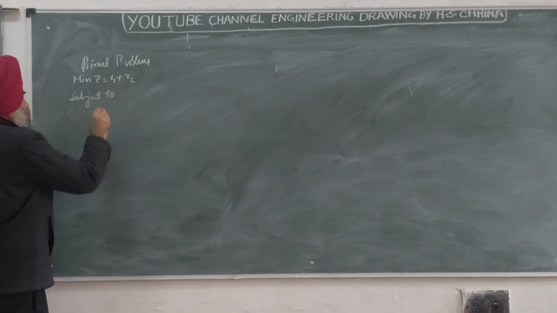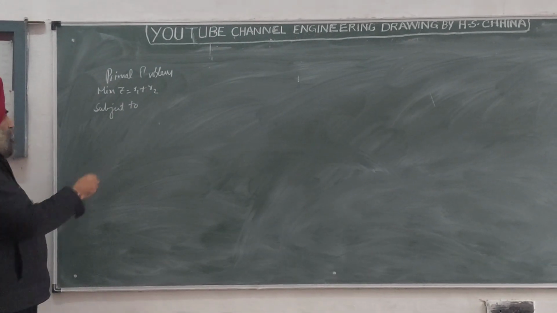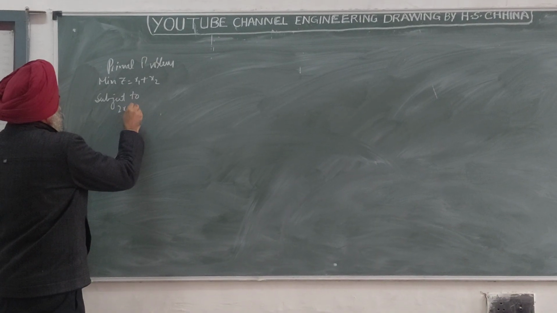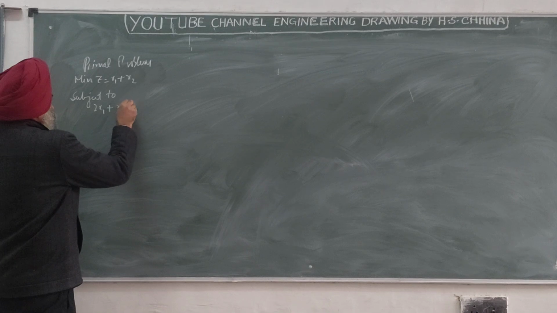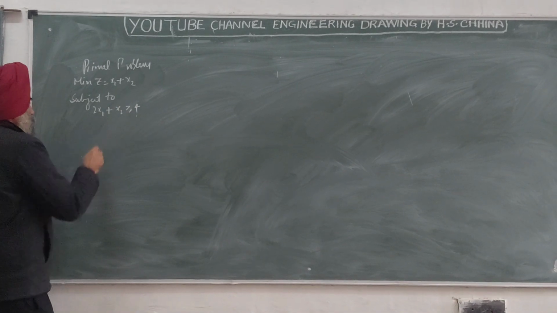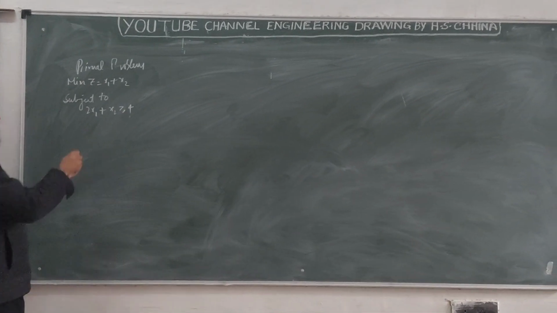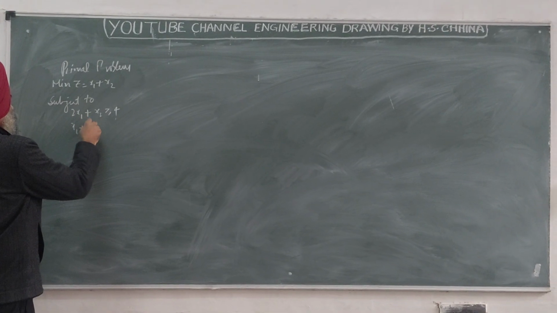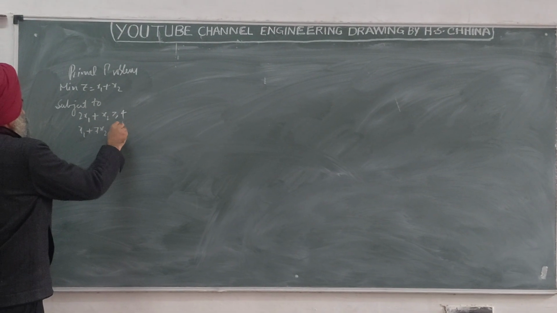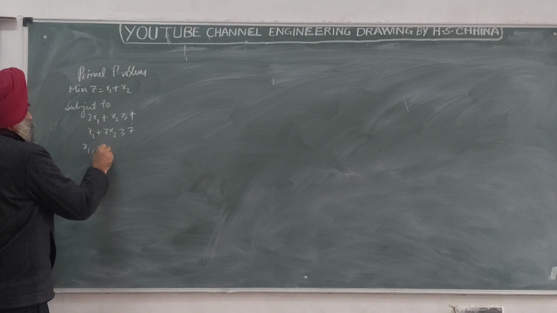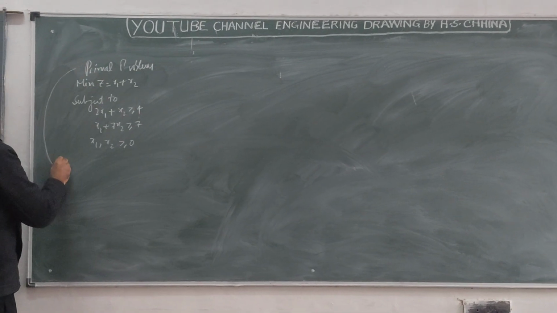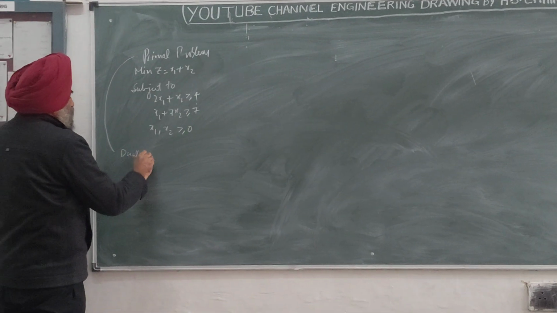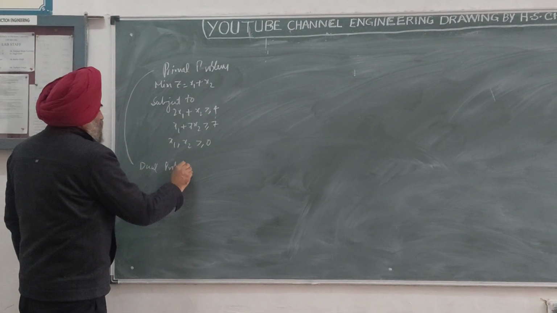subject to 2x1 plus x2 greater than equals to 4. Another constraint was x1 plus 7x2 greater than equals to 7, x1 comma x2 greater than equals to 0. Now let us convert this into the dual problem. This we have already discussed a couple of times in our last classes.